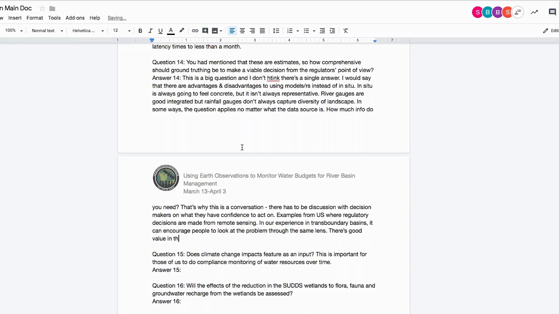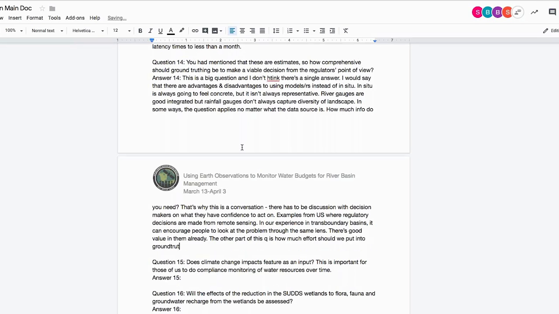The other part of this question, of course, is how much effort we should put into ground truthing. And as a hydrologist, I would always say as much as possible, because clearly more data will help us, and more data that is shared openly would be invaluable.